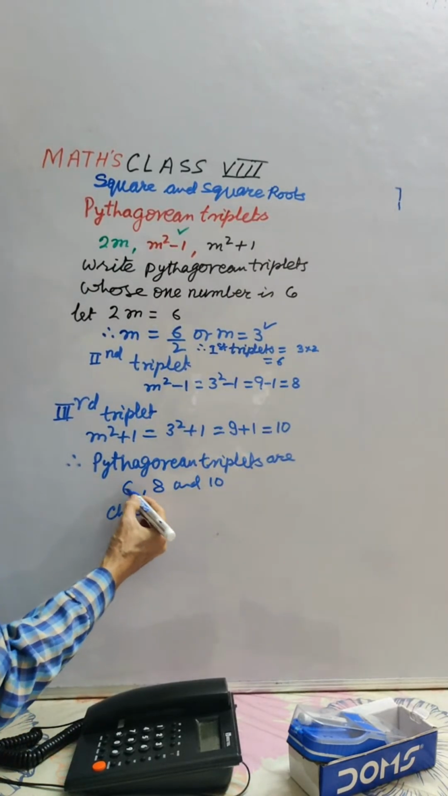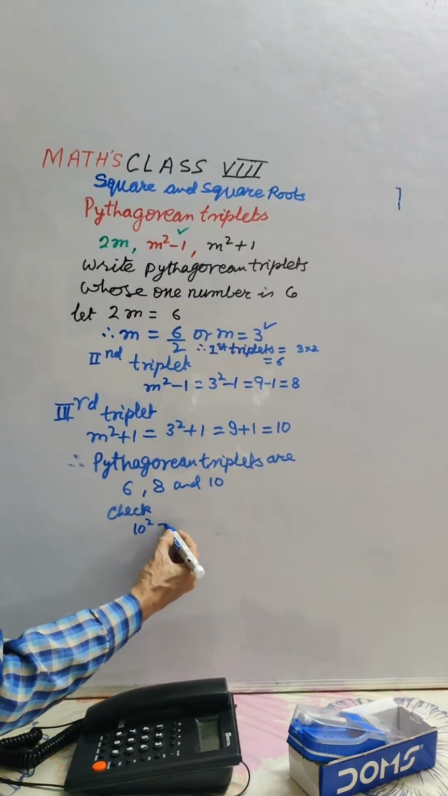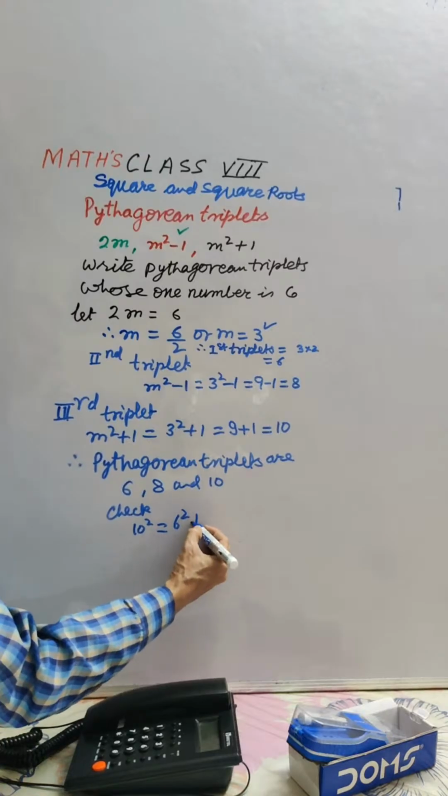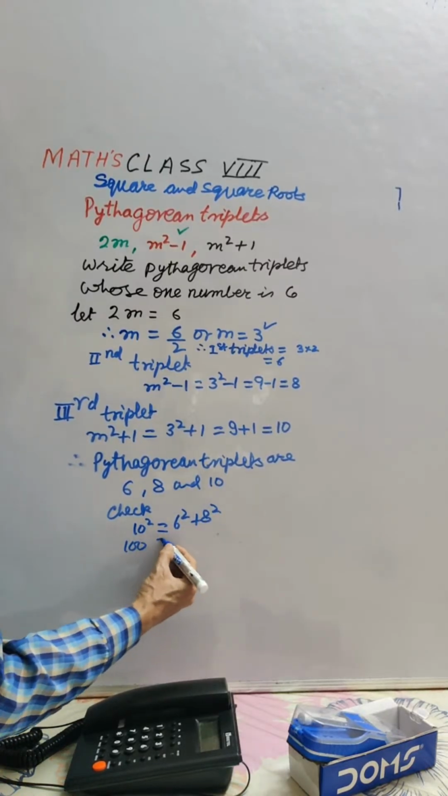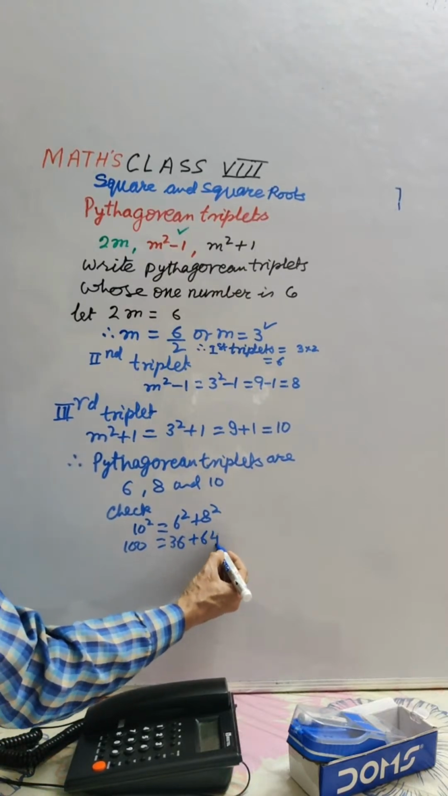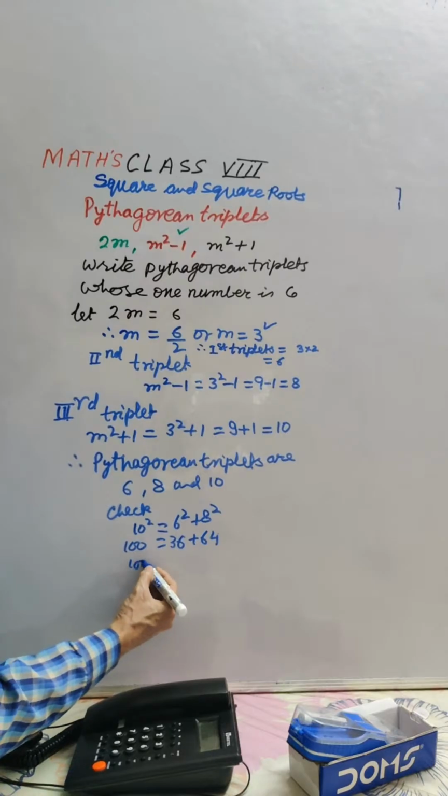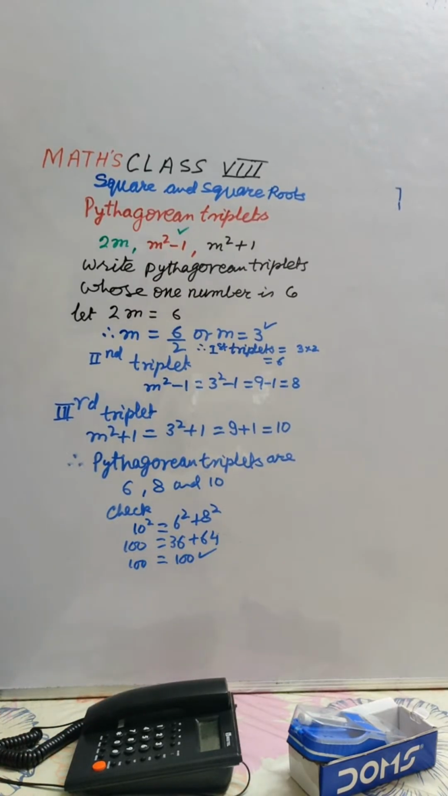So now 6, 8 and 10. Check whether 10 square is equal to 6 square plus 8 square, whether it is true or not. 10 square is 100. 6 square is 36 and 8 square is 64. So 36 plus 64 is equal to 100. 100 is equal to 100. Hence our answer is correct. Pythagorean triplets are 6, 8 and 10.